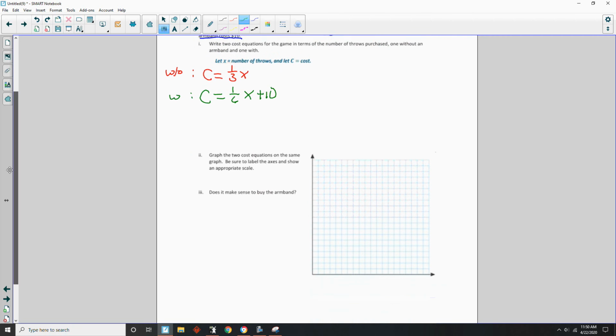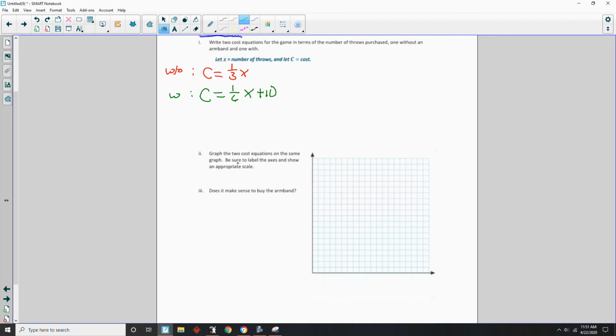All right. Part 2 says, graph the 2 cost equations on the same graph. Be sure to label the axis, show an appropriate scale. Okay, so let this be our C, so that's cost. That's our y-axis, if you will. We're going to call it our c-axis. And this is going to be our x-axis. Well, what does x represent? Number of throws. Be sure to label the axes and show an appropriate scale.